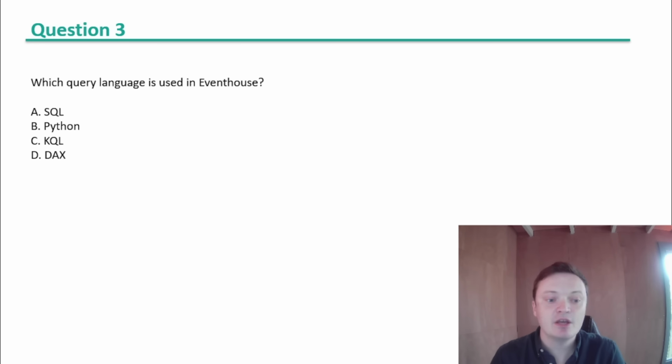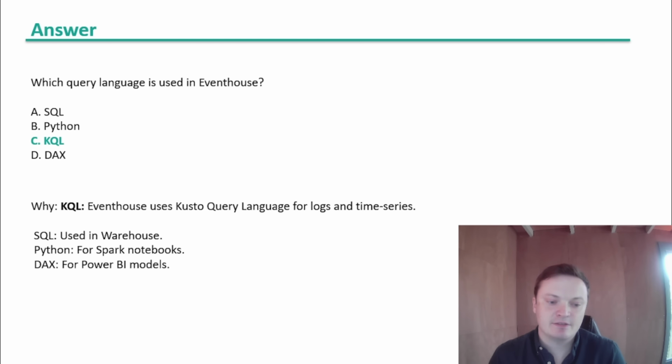Question 3. Which query language is used in Eventhouse? SQL, Python, KQL, or DAX? And the answer to that is, of course, KQL. So, event houses use Kusto Query Language, or KQL, for logs and time series. SQL is used in Warehouse, Python is for Spark notebooks, and DAX is for Power BI models.